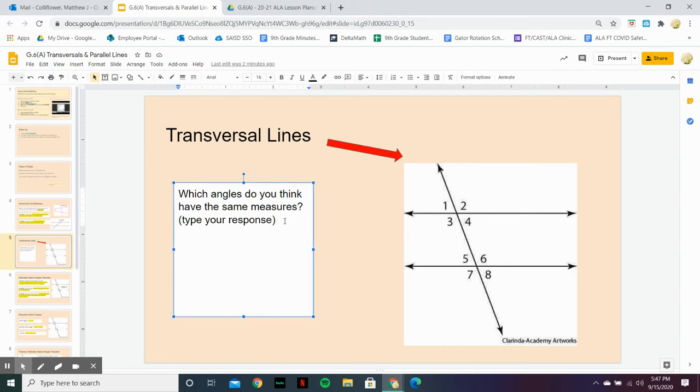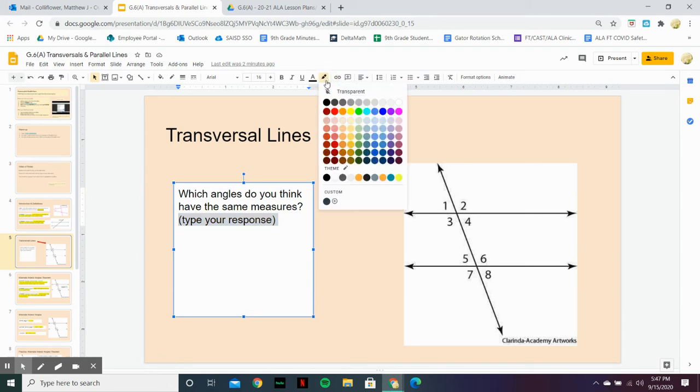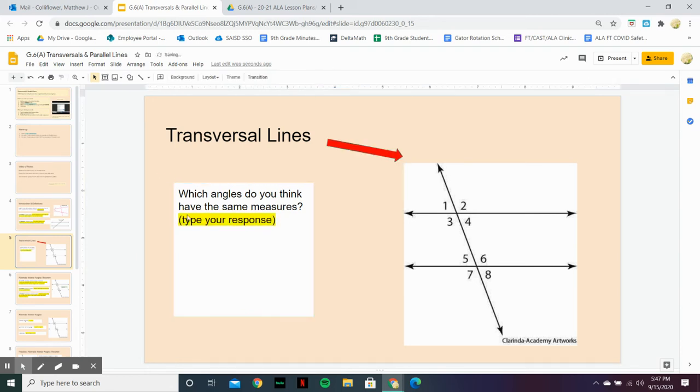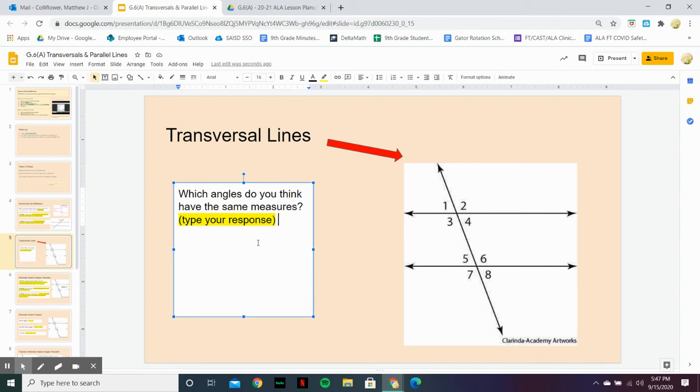Now, I want you to use your intuition, meaning it's kind of like your gut feeling. Which of these eight angles do you think have the same angle measure? In other words, which of these eight angles do you think are equal? And I want you to type your response into this box.